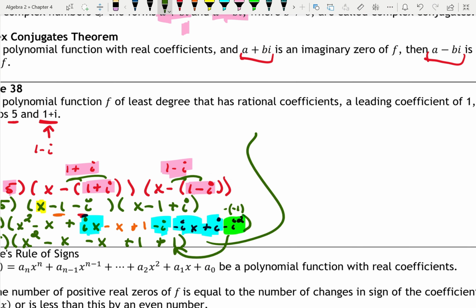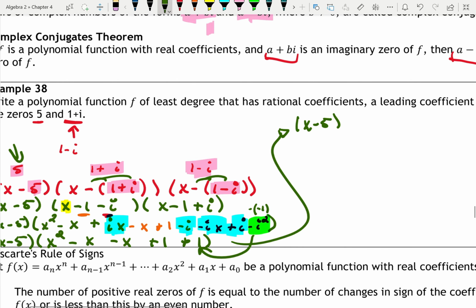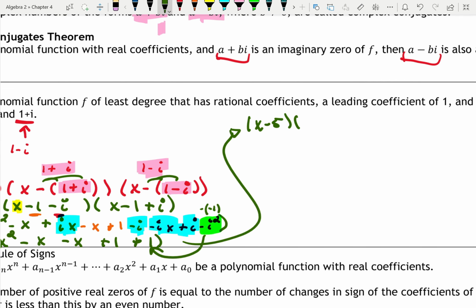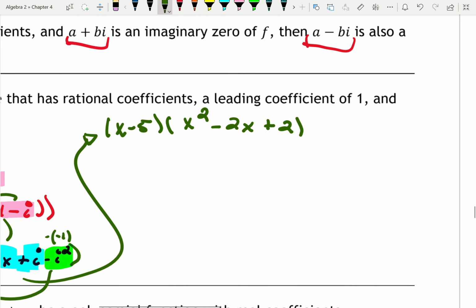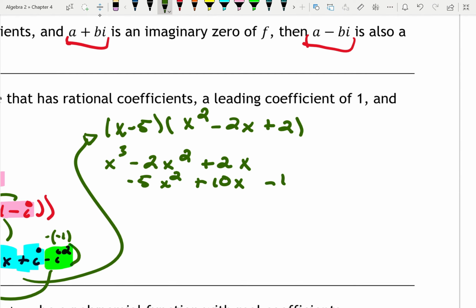Now I'm going to pull this over here, and I'm going to combine like terms. So I have x minus 5 as my first binomial. And then combining like terms, I'll have x squared minus 2x plus 2. Lastly, I distribute my x and then my negative 5, and I'll have, actually, you know what? I wouldn't have parentheses, would I? x cubed minus 2x squared plus 2x minus 5x squared plus 10x minus 10. Adding those together, I get x cubed minus 7x squared plus 12x minus 10.